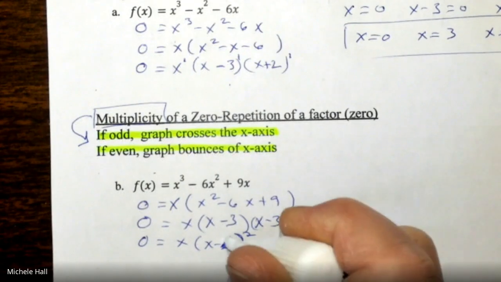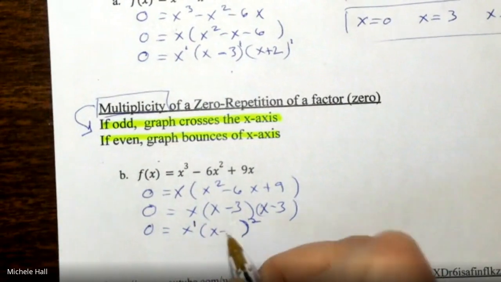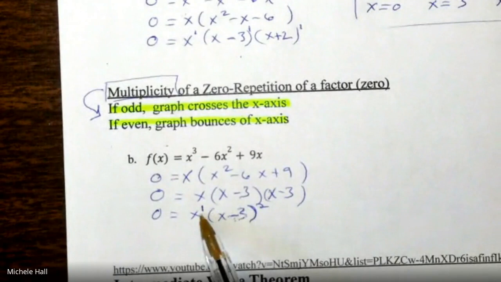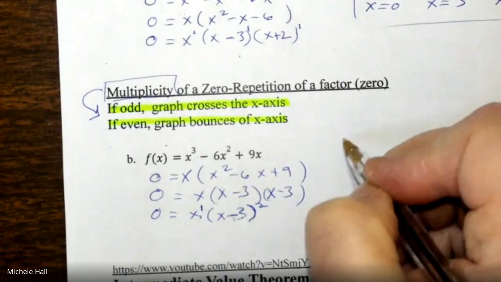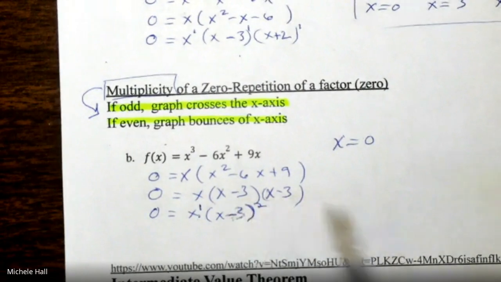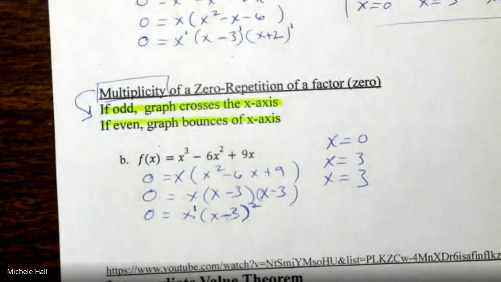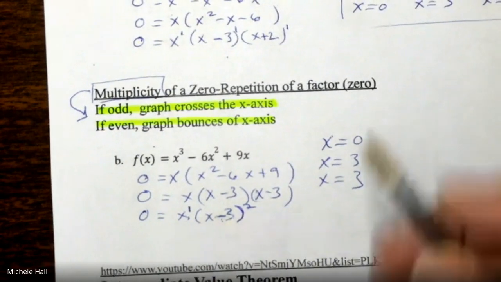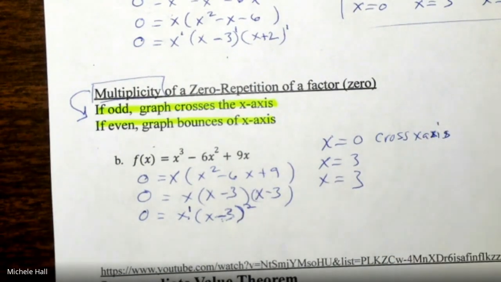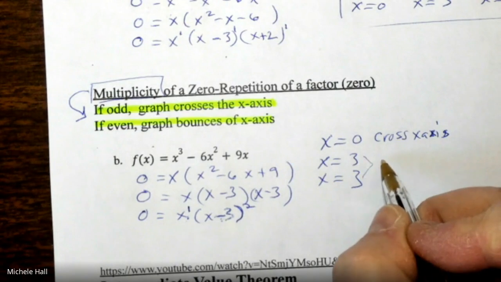So here we can see what's going on with multiplicities. I have 1 x. So x equals 0. I have 1 of those. And then I have x equals 3 twice. So this is an odd multiplicity, x. That means it's going to cross the x-axis. And then I have an even multiplicity here, so it's going to bounce off.